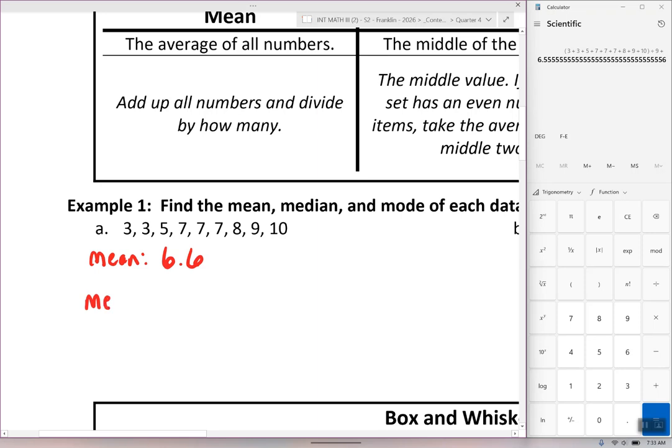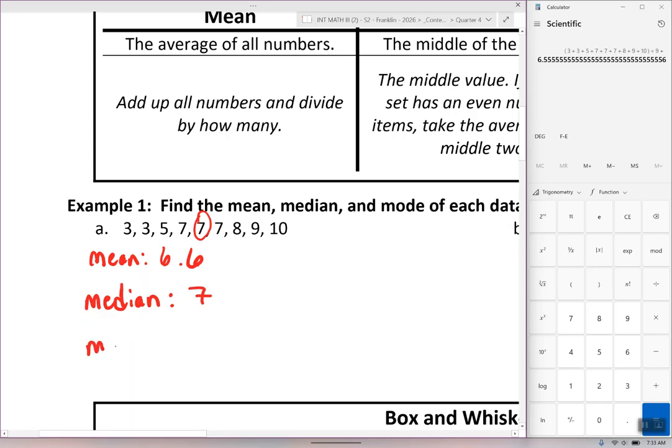For our median, now you want to make sure your numbers are in order from least to greatest here, which these are. And then since we have 9 of them, the median, the middle number, is the fifth number. 1, 2, 3, 4, 5. This 7 right here in the middle. Notice we have 4 numbers on either side of that 7, so it is the middle value.